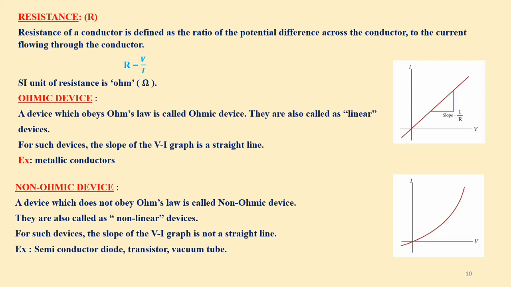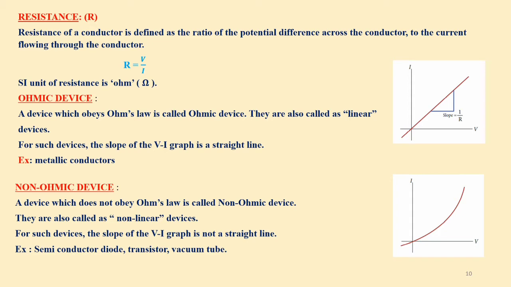Ohmic device. A device which obeys Ohm's law is called ohmic device. They are also called as linear devices. For such devices, the graph of voltage versus current is a straight line. You can look at the graph on the top. Voltage V is taken along the x-axis. Current I is taken along the y-axis.